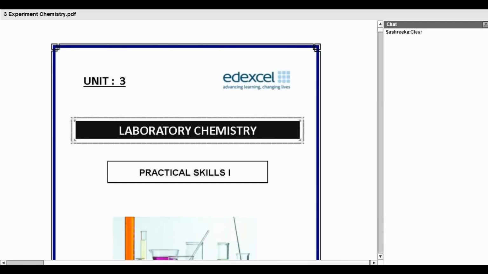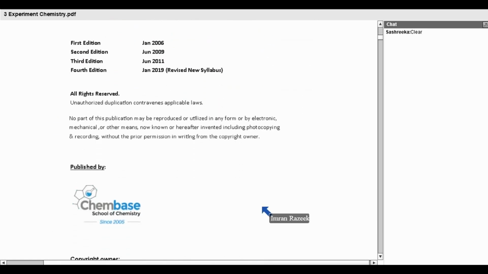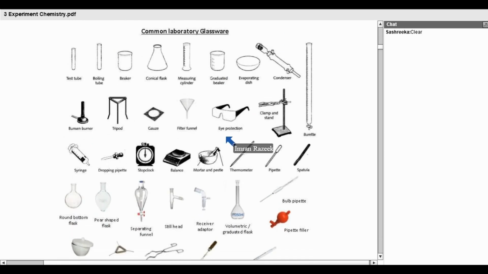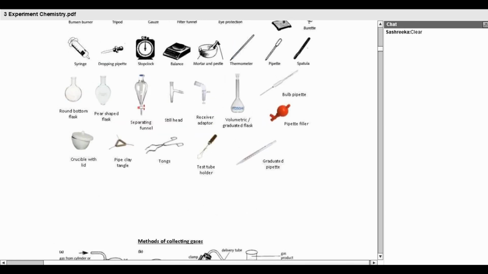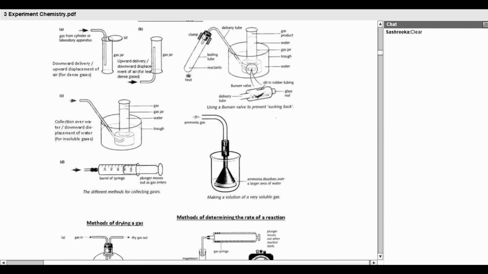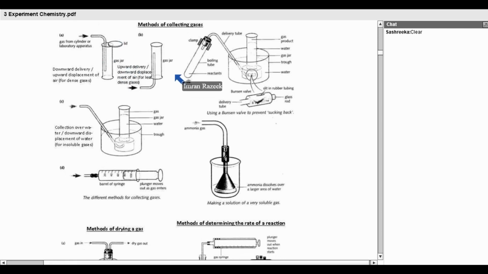Right, so we'll continue from where we stopped in the last class, which is experimental chemistry, practical skills. I explained about the safety symbols and the common laboratory apparatus. I told you to highlight these apparatus. This is important: the still head and the receiver adapter, and then different methods of collecting gases, which is based on the density of the gas and solubility of the gas.